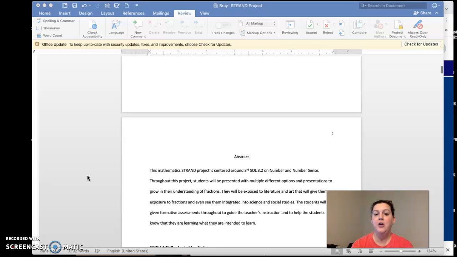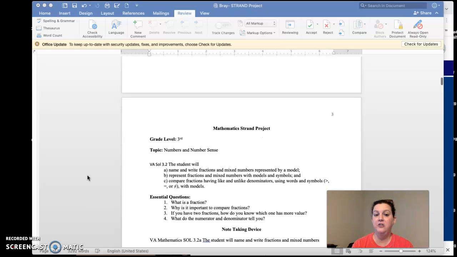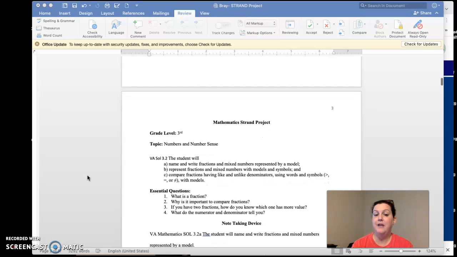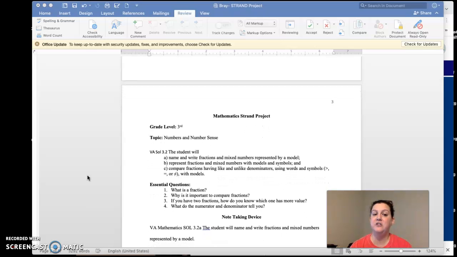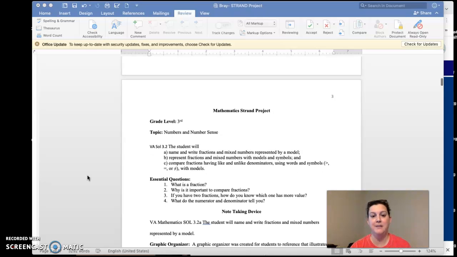and middle school math. For my Strand project, I selected to do numbers and number sense, which connects to the Virginia Standard of Learning 3.2 regarding fractions. In the standard, students will be required to name and write fractions and mixed numbers represented by models. So they will be presented with a model, and they will have to not only verbally say the name of the fraction, they will also have to write the name of the fraction or mixed number.